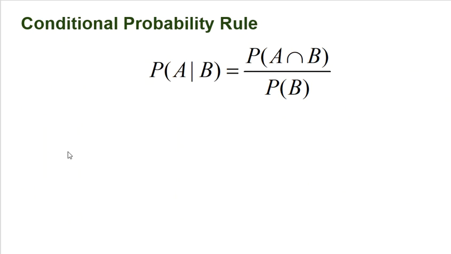All right, we also learned about the conditional probability rule. Very simple rule. To find the probability of A on the condition of B, in the numerator, you find the probability of A and B. And in the denominator, you find the probability of B.